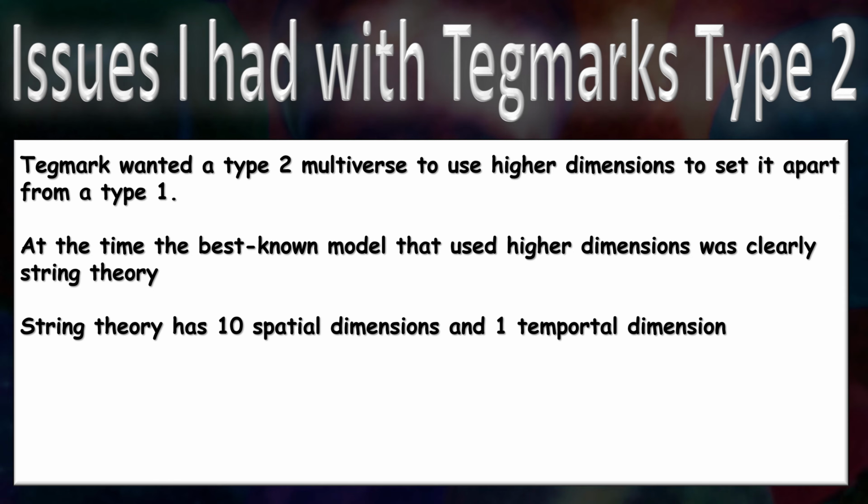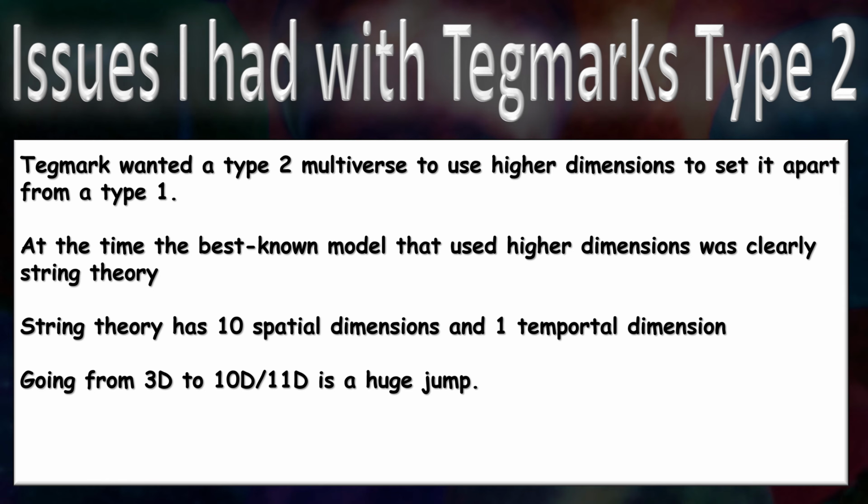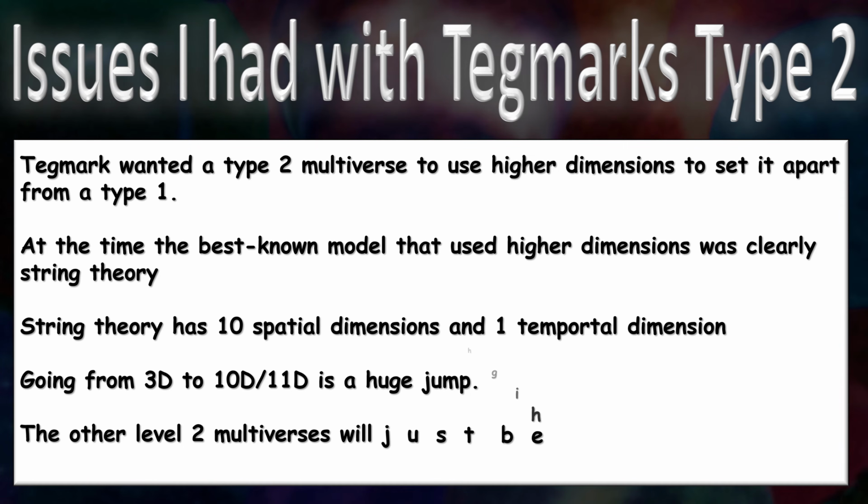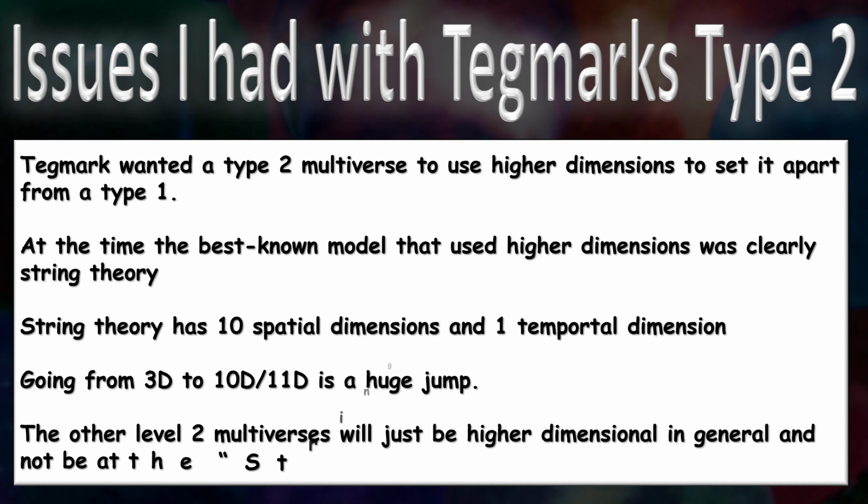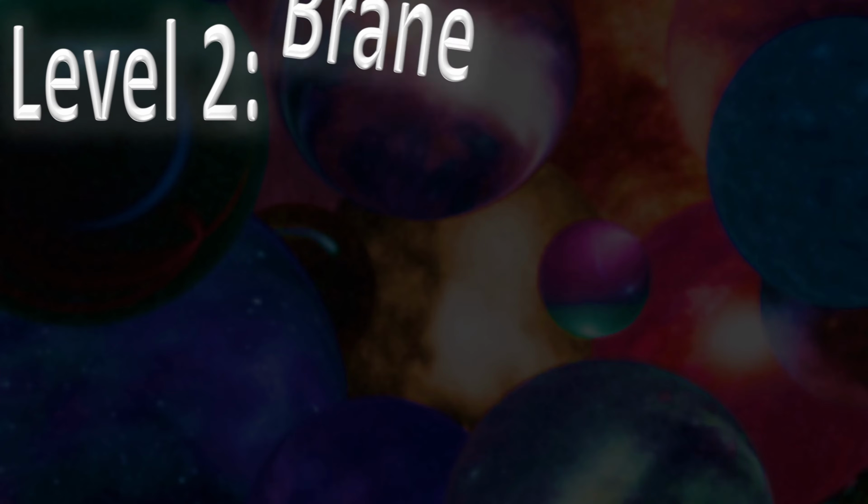My problem with this is the jump from type 1 to type 2 should be adding higher dimensions, which he does claim himself. The problem with it, obviously, is that going from 3-dimensional all the way up to 10-dimensional is more than just adding finite dimensions, more than double the dimensionality. So I think that it's a bit exaggerated to say that we need this many dimensions to move up to a level 2 multiverse. So in a moment when I talk about level 2 multiverses, it's just ones that include higher dimensions. Level 2, Brane Multiverse.